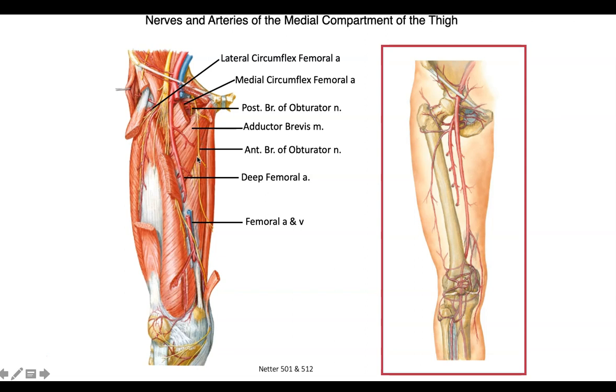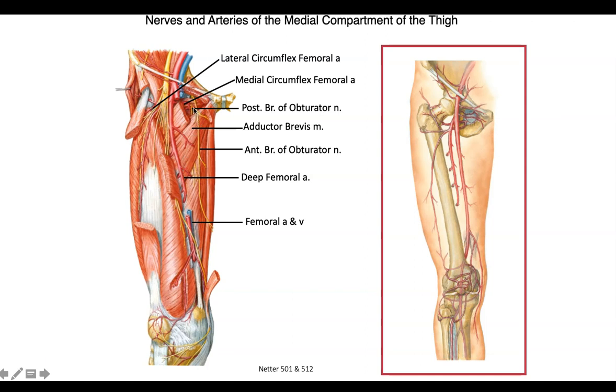There is an anterior branch of the obturator nerve and there is a posterior branch of the obturator nerve. Anterior and posterior branches of the obturator nerve descend anterior and posterior to the adductor brevis muscle. See, this is the adductor longus. This is cut and reflected, and deep to that is the adductor brevis, the short adductor muscle.